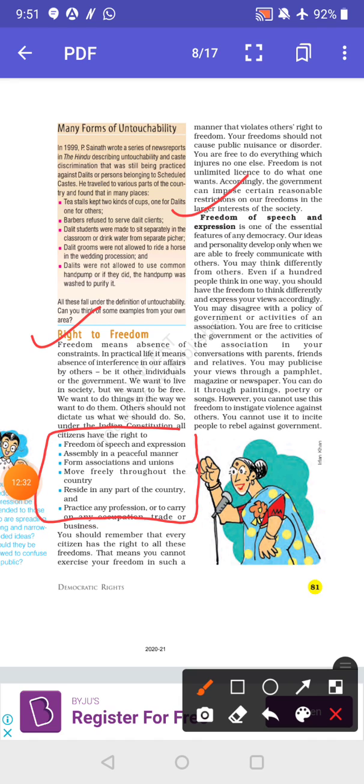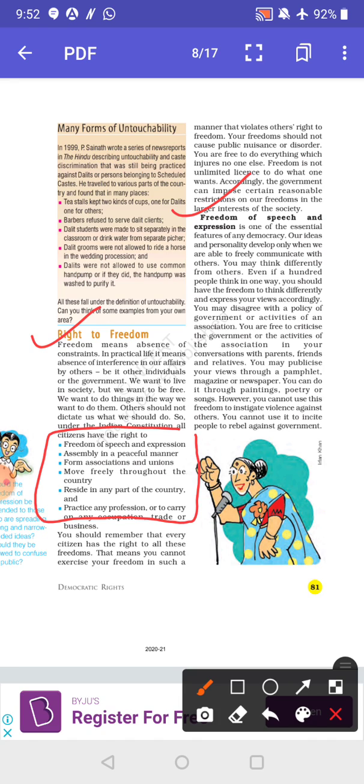Now the first one is the freedom of speech and expression. This freedom is an essential feature of our democracy. Our ideas and our personality develop only when we are given the freedom to communicate freely with others. If 100 people think in one way, you should have the freedom to think differently. It means no one can control your ideas or your views. You have the freedom to express your views accordingly.